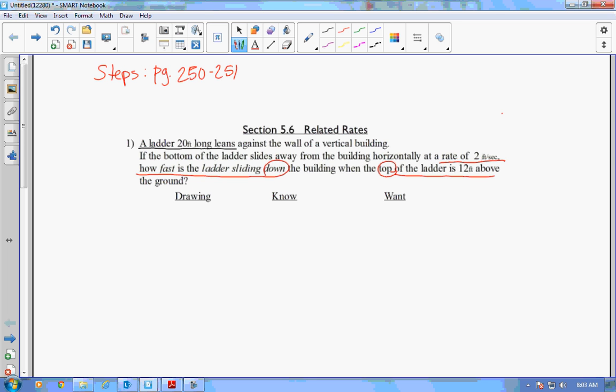In this case, I think it might be easier to draw the picture before you do your knows and wants. Okay? So for the drawing, we have a vertical building. And we have a ladder leaning against it, right? Which creates a right triangle.